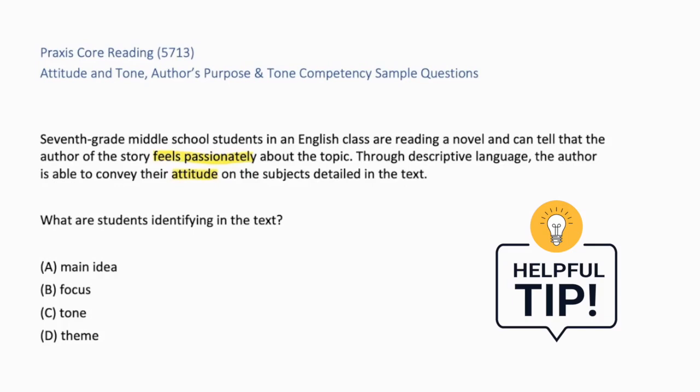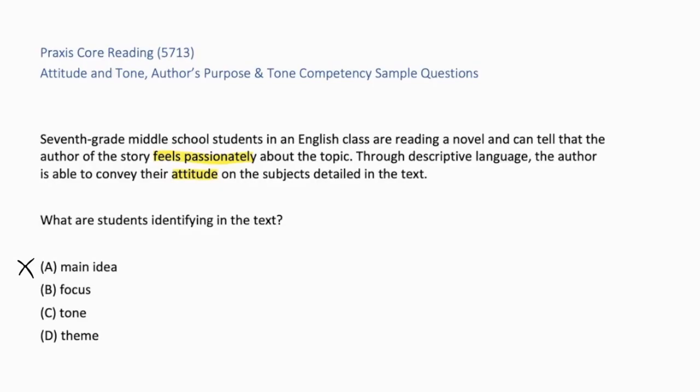These are emotional clues. A, main idea, is incorrect. This is what the text is mostly about, not how the author feels. B, focus. This is the specific topic the text is centered on, not the attitude toward it. D, theme. This is the big life lesson or message, not the author's emotional tone. The correct answer is C, tone. Tone is the attitude that the author or the speaker has in a text. This is how the author feels, and readers can convey this through word choice.